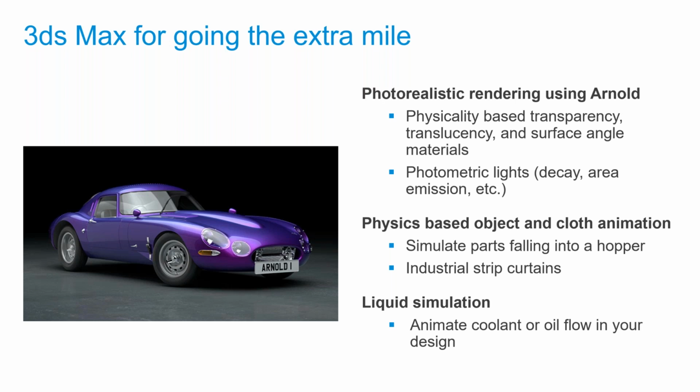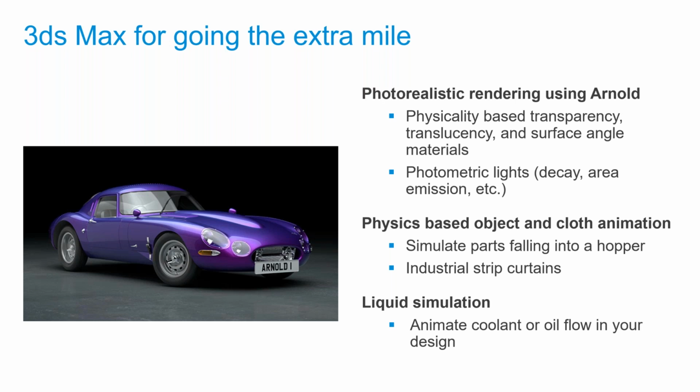Another thing that I find useful is that 3ds Max does have physics-based object and cloth animation. So let's say a practical example is that you have a design that's going to chop up pieces of plastic to extrude into new plastic. For example, for 3D printing, you want to make filament out of old prints that are no longer of use. You can show how the parts would interact with your design just by using the physics-based animation there. So you don't have to hand animate.